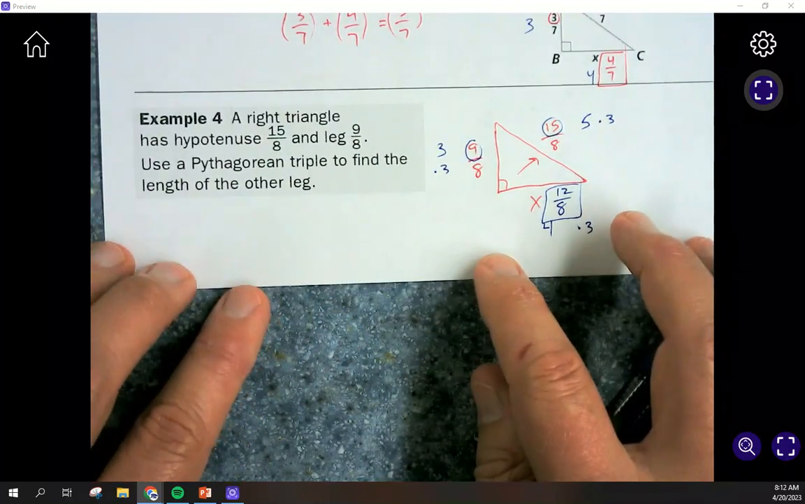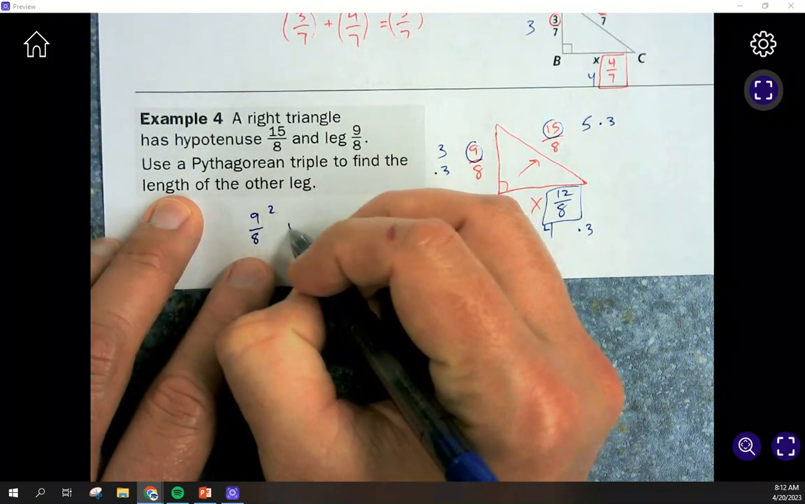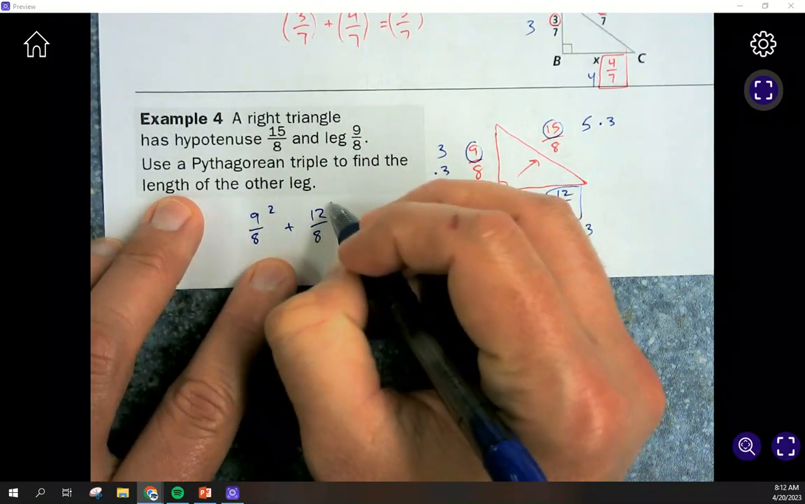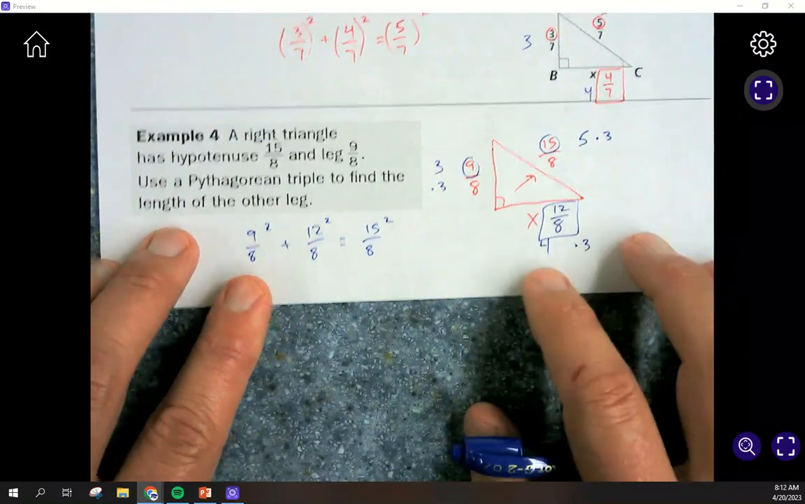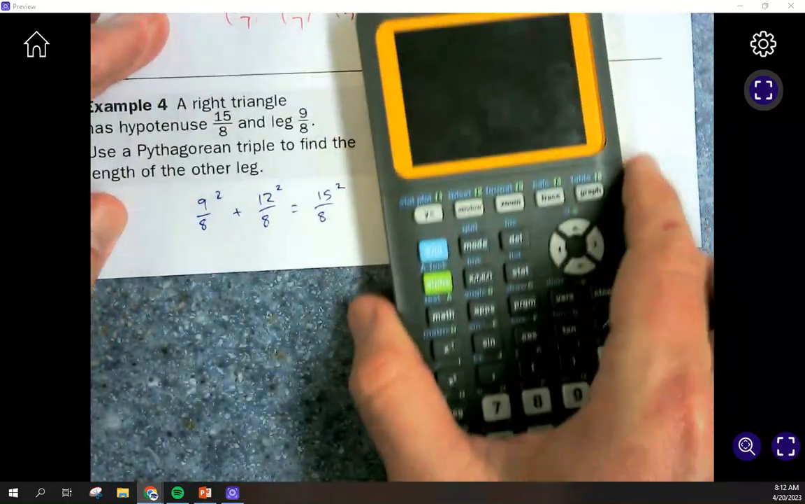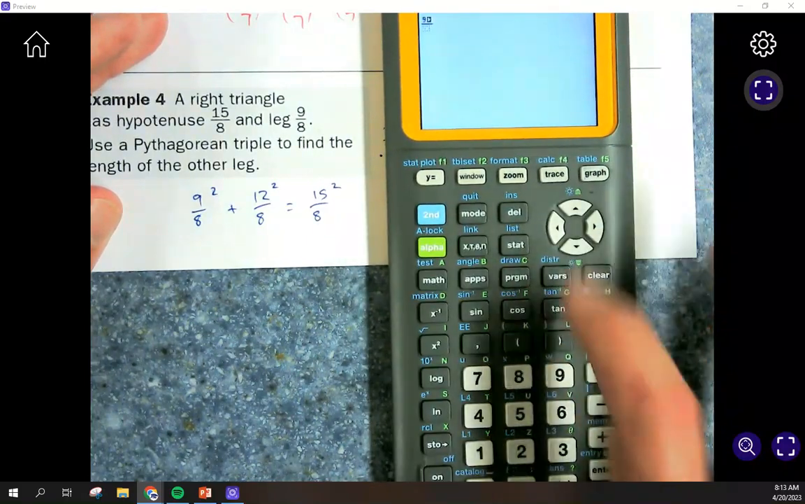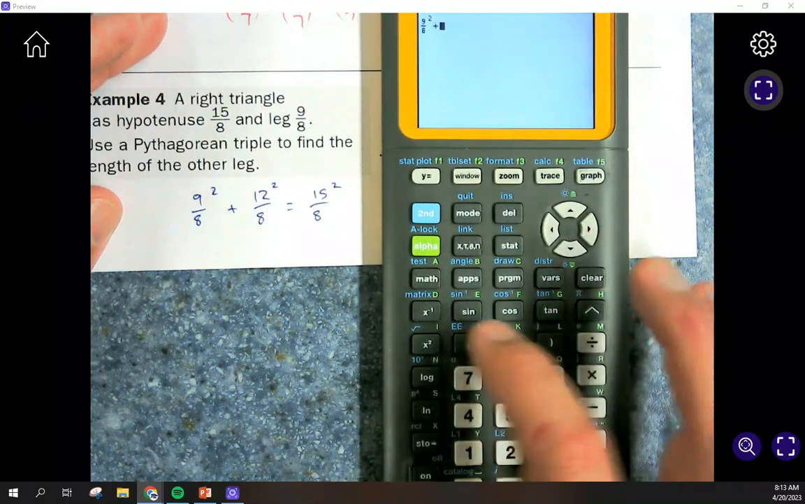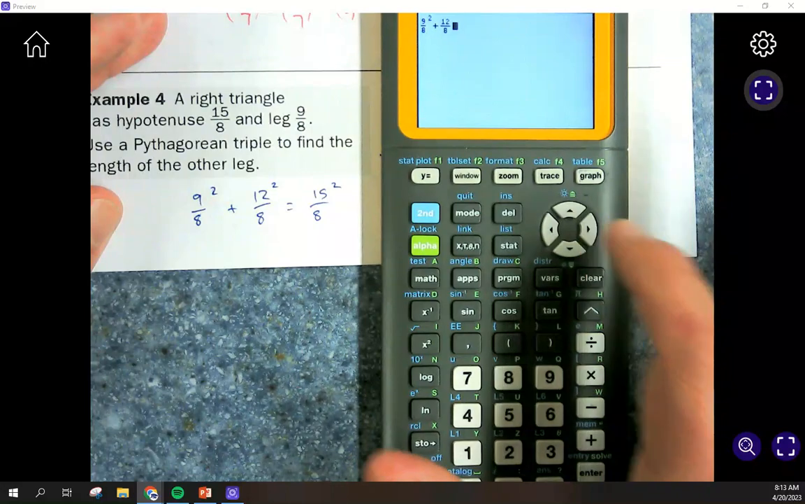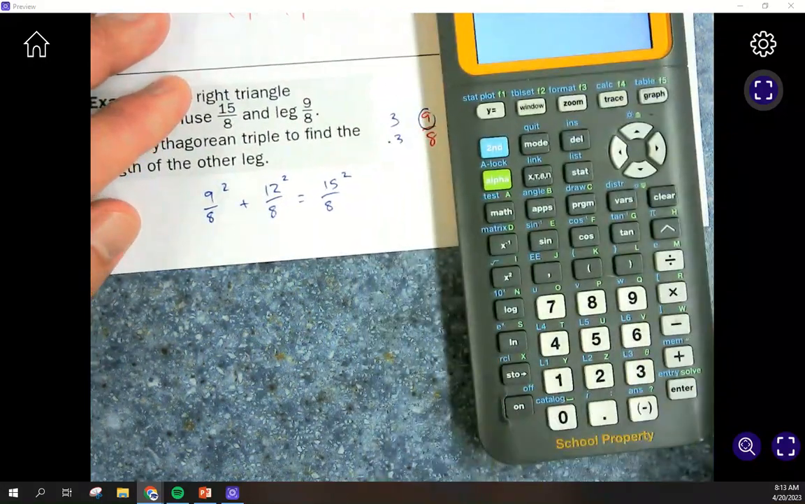So again, to prove that this would work, 9/8 squared plus 12/8 squared should equal 15/8 squared. If you were doing this on an assessment and you wanted to check your answer to see if you had it right, you could. You're just going to plug this in here. So using your fraction function, you're going to do 9/8 squared plus 12/8 squared. That comes out to 225/64.